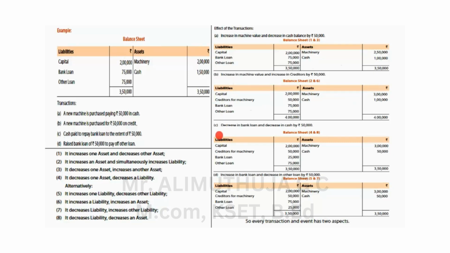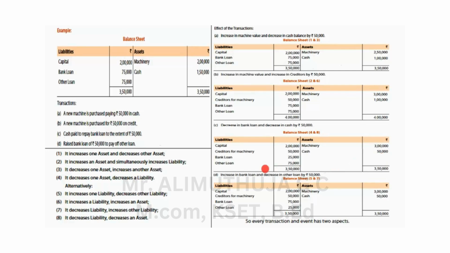Now coming to transaction C, what it says? Cash paid to repay bank loan to the extent of rupees 50,000. You paid cash to clear bank loan to the extent of 50,000 rupees. What was the bank loan you had? It is 75,000. Okay, 50,000 rupees you paid. Obviously cash is reduced by 50,000 rupees. Look at the cash in previous balance sheet, 1 lakh. Now it is reduced by 50,000. Therefore it became 50,000 rupees.